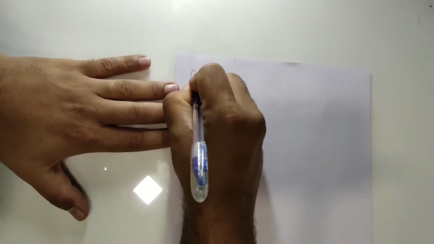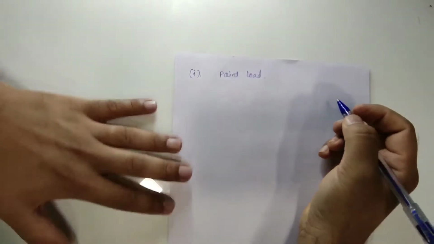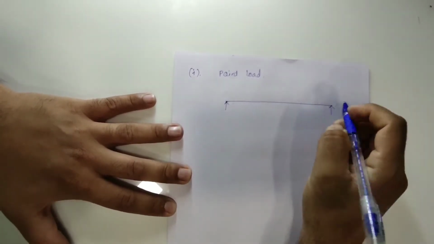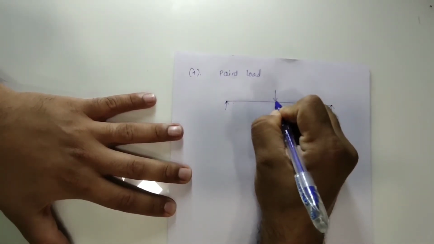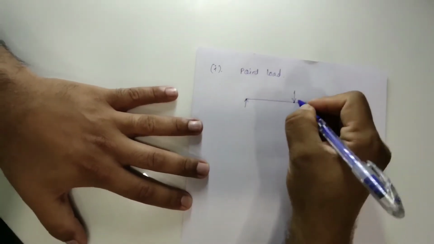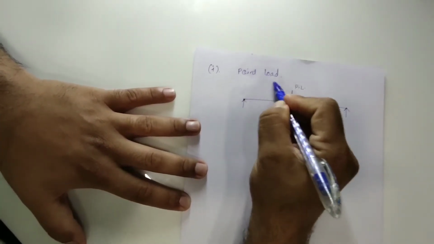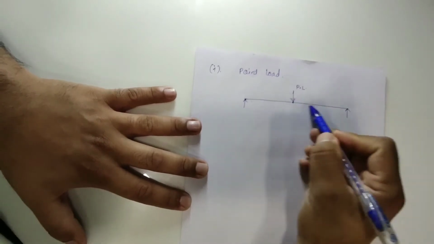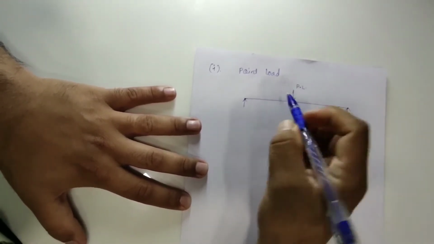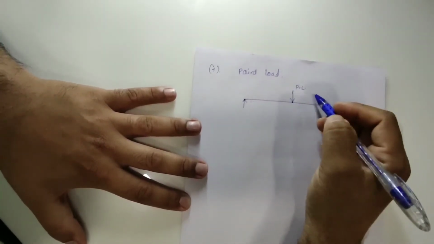So first one is a point load, or we can call it concentrated load also. Suppose I am taking a simply supported beam, and on the entire span, if a load is acting at a point, that would be known as point load. The word itself says that the load is going to act at one point only. So this is the entire beam, and the load is acting at a point anywhere from the left hand side or from the right hand side. That is known as point load.